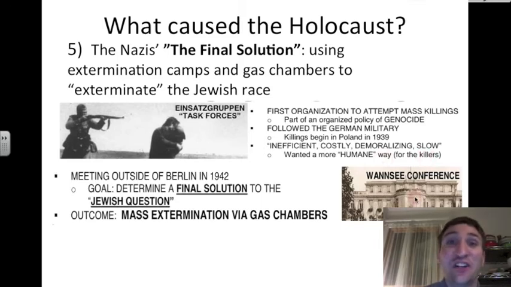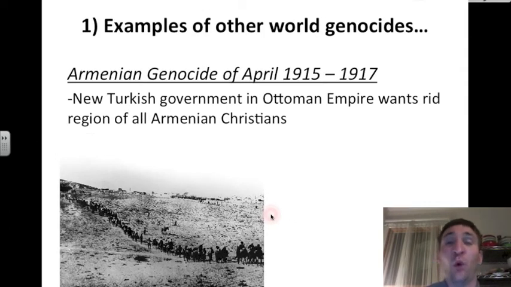So the Nazi leadership, excluding Adolf Hitler, gathers in this building outside of Berlin in 1942, and it's called the Wannsee Conference. The goal of the conference is to determine a final solution to the Jewish question. And the outcome of this meeting is the mass extermination of Jews via gas chambers. So the Einsatzgruppen was not good enough. The final solution said gas chambers. Let's look at some other examples of world genocides.